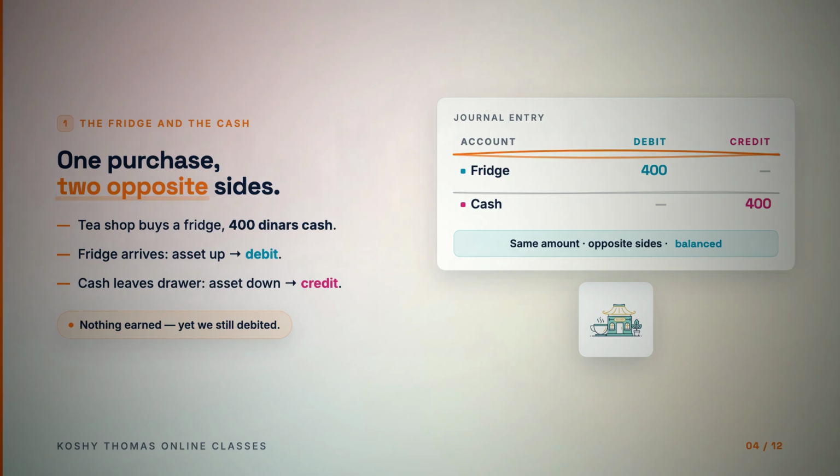Here's the rule that actually works. Assets go up on the debit side. The fridge is an asset, something the shop owns and uses. So the fridge is debited, 400. And cash. Cash is also an asset, but it went down. Assets go down on the credit side. So cash is credited, 400. Same number, both sides. Notice no money came in at all. Yet we still debited something.